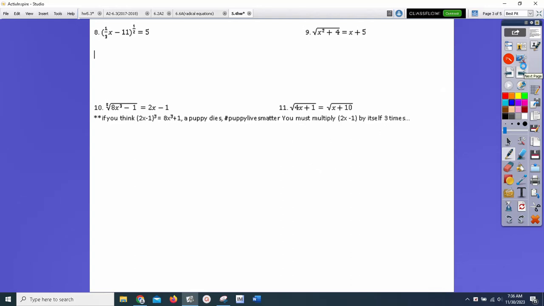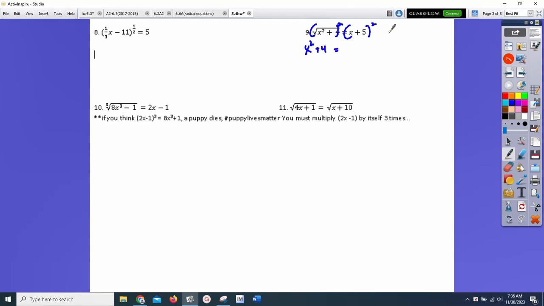9 is where it starts, and I didn't go back and check, but because I know I'm right, 9 is where it starts getting a little more challenging. The opposite of a square root is to square. And to square something, you have to write it twice. Now, when you square this, the radical cancels. You're left with x squared plus 4.